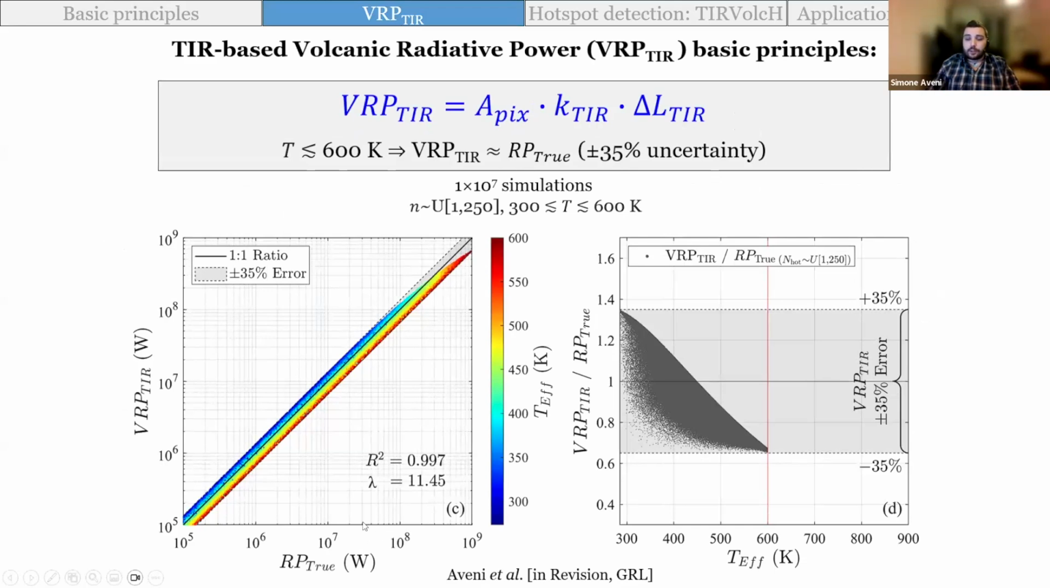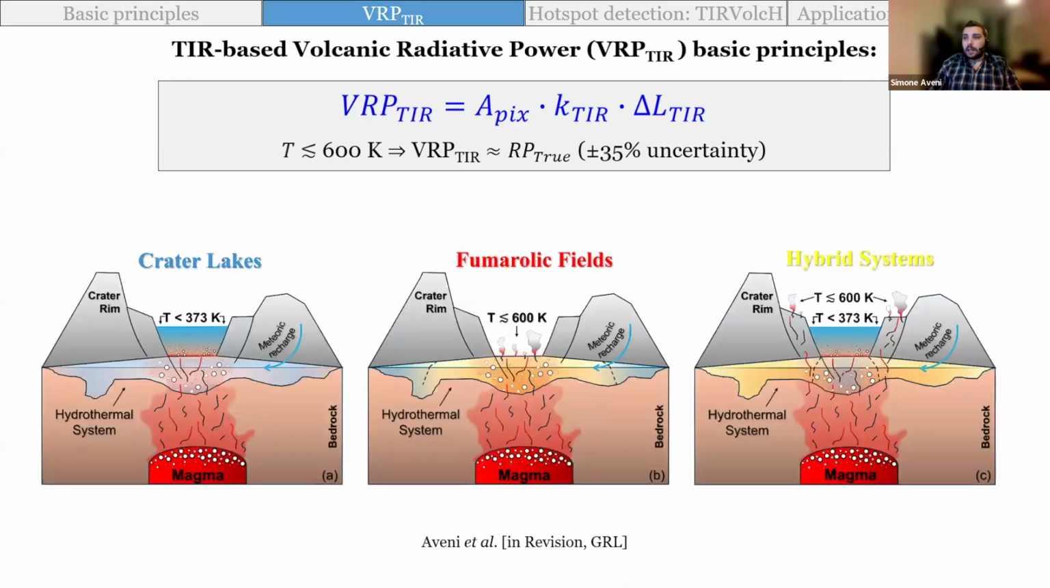And just to validate that, we estimated the true radiative power for each of these thermal components using the radiative power equation. We compared it against the tier-based volcano radiative power, and it's just confirming that our uncertainty lies within a plus minus 35% interval. So where is this system best applicable? To a number of systems like the ones we mentioned before. So all crater lakes, which are mainly dominated by temperatures below boiling point, fumarolic fields, or hybrid systems, which encompass both crater lakes, fumarolic fields, heated ground, and so on.